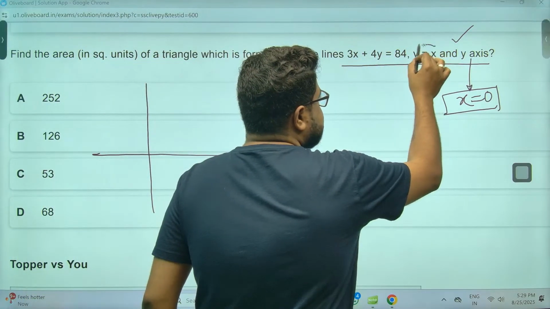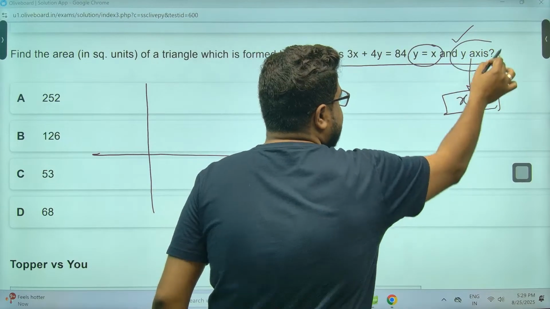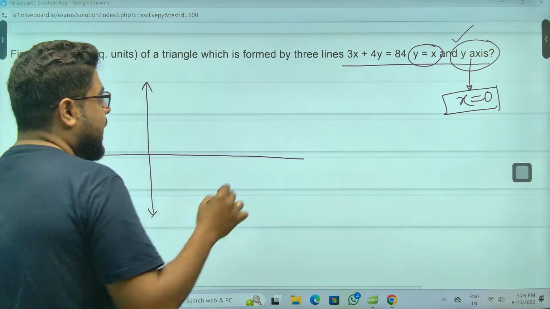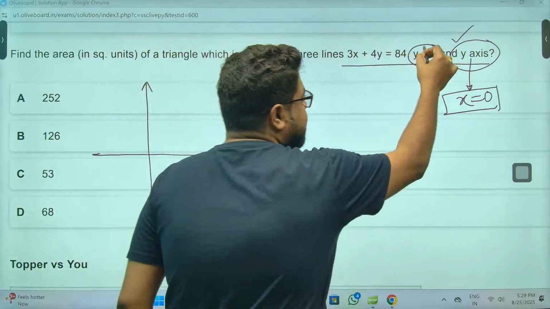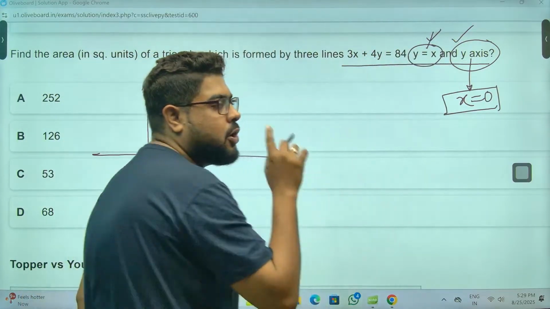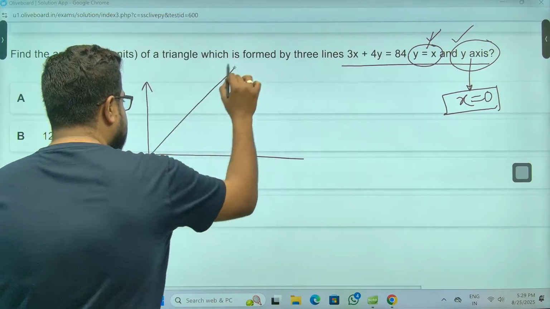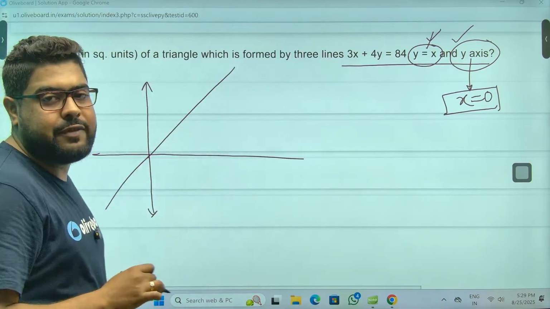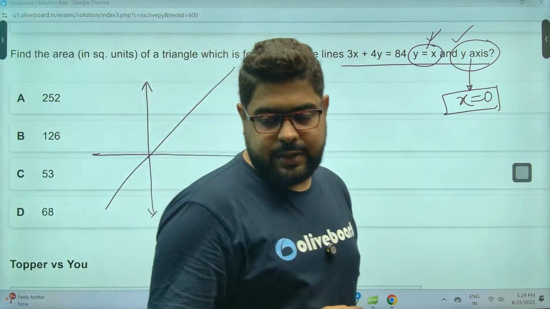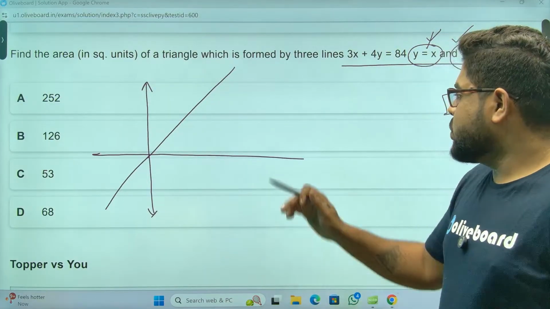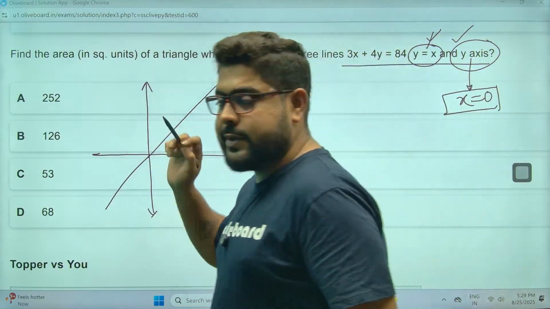Sir, this is one line and this is one line. Y-axis means this is the y-axis. X equal to 0. And x equal to y, this is a straight line which will always go through this. It will look like this, sir. And this angle is always 45 degrees, remember, because slope is 1. Tan 45 degrees is always 1. So this is the x equal to y line, always.